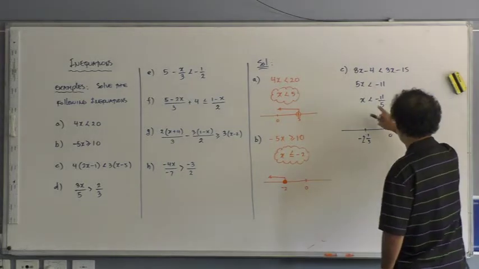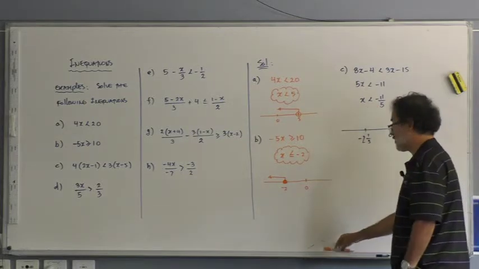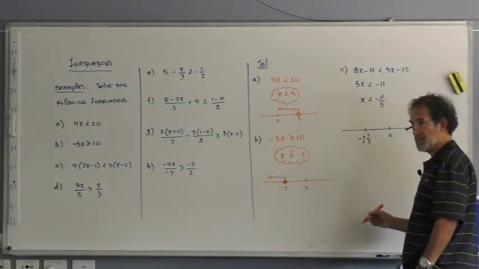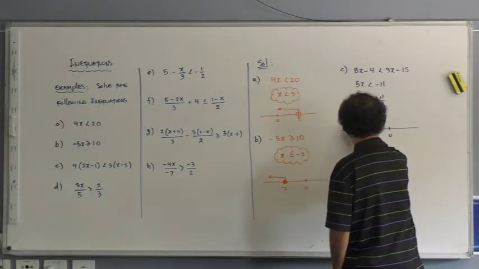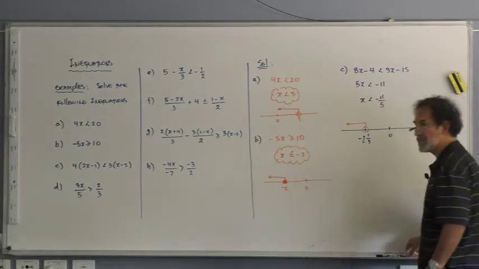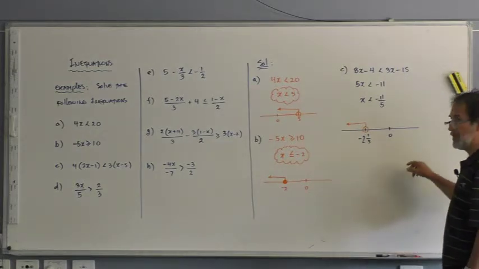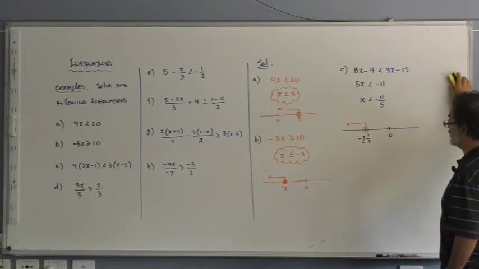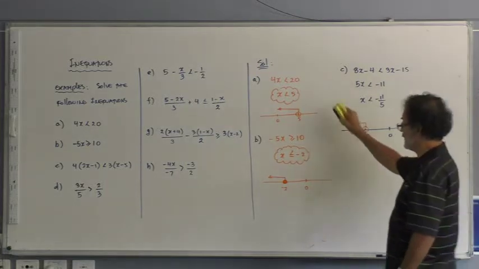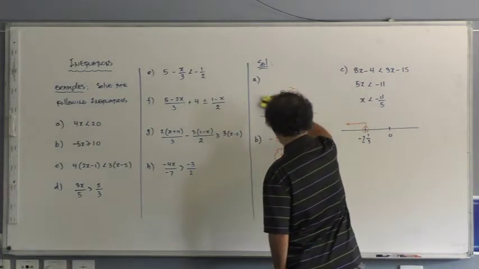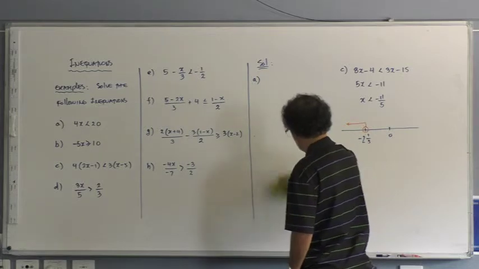They say that x has to be less than. Do we need to color it in? No, because it's less than. So we're going to go in that direction. That's it. It's nothing complicated. It's like doing an equation, but you have to be careful when you divide or multiply.